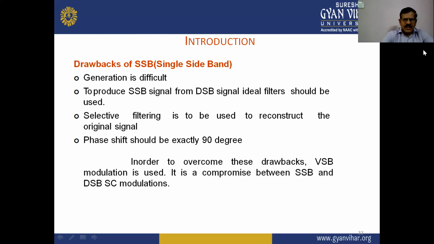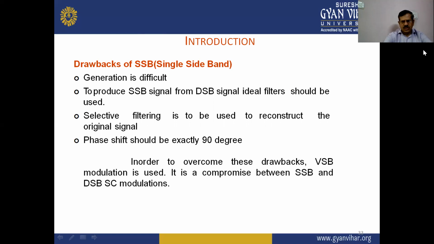The drawbacks of SSB, single sideband: generation is difficult, as it is hard to produce an SSB signal from a DSB, double sideband, signal. Ideal filters should be used. Selective filtering is to be used to reconstruct the original signal. The phase shift should be exactly 90°. In order to overcome these drawbacks, VSB modulation is used.